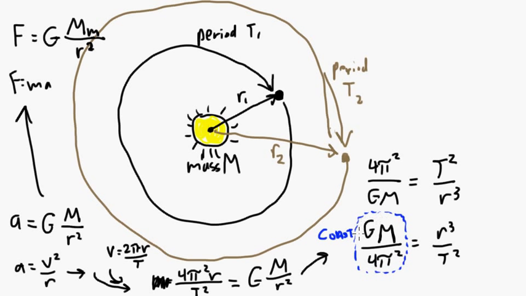But he found out that for all the planets, if you took this r cubed for each planet and divided it by T squared, where r is the radius of the orbit and T is the time it takes the planet to circle once, then you get a constant no matter what.